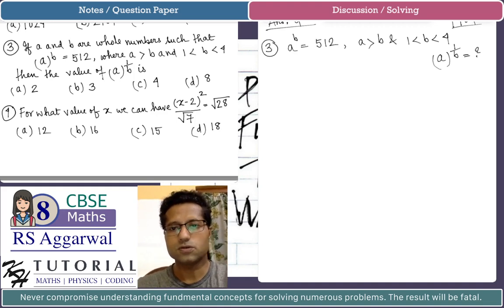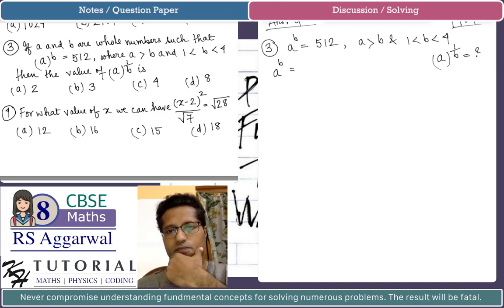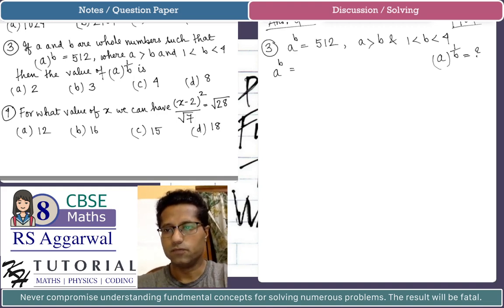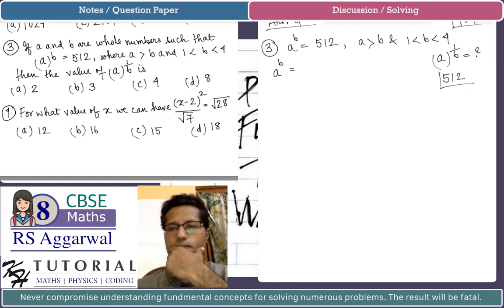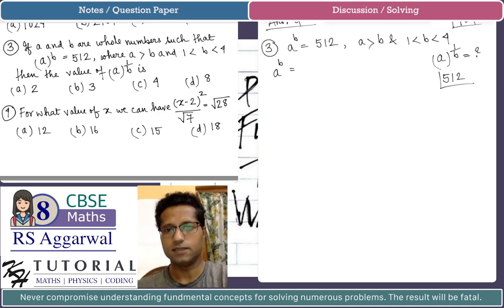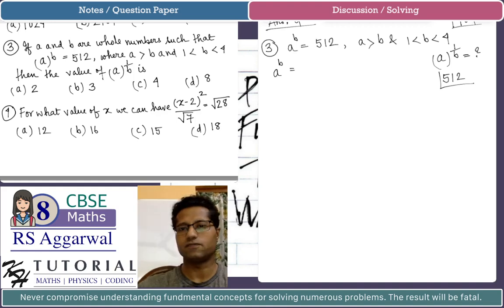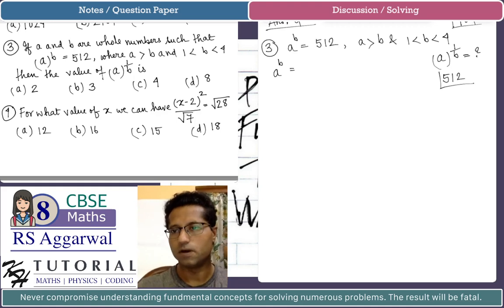So we have to clearly express 512 in some exponential form. Now the base a on the left hand side, a to the power b is 512 and a is greater than b. So we have to express 512 in an exponential form so that the base will be greater than the power.